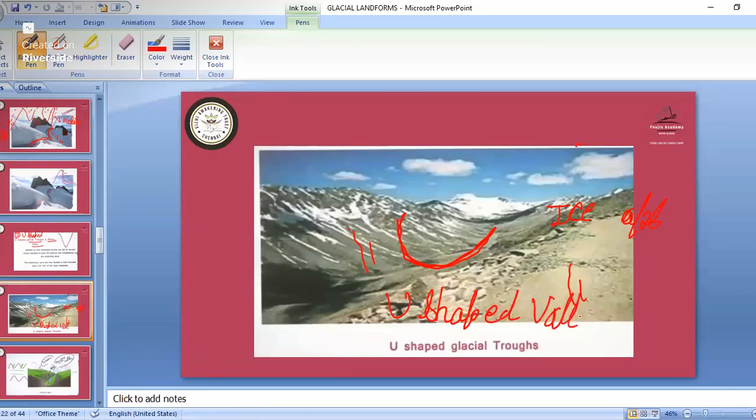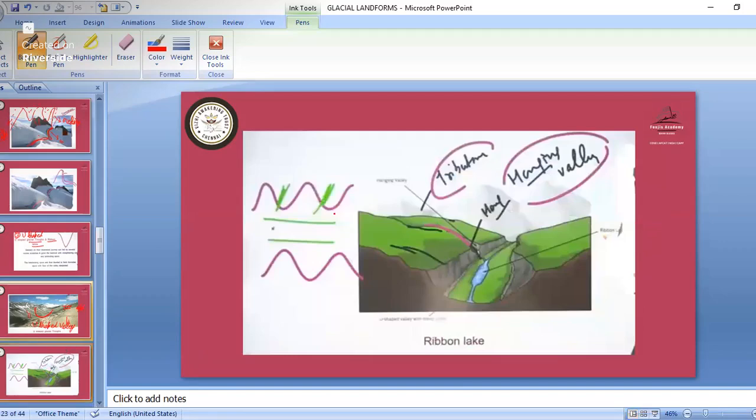This U-shaped valley formation happens in the glacial landform. Remember that. And the V-shaped valley formation happens in the river landforms. So remember and don't get confused. So there we have the formation of U-shaped valley landforms. Okay. So U-shaped valley we saw. Here we have the U-shaped valley formation.